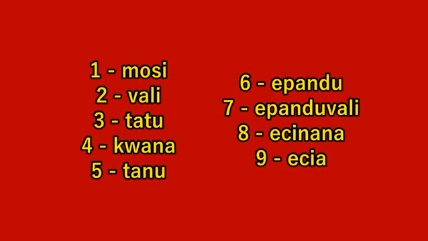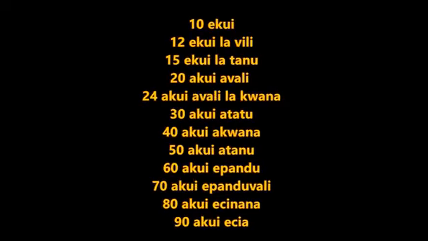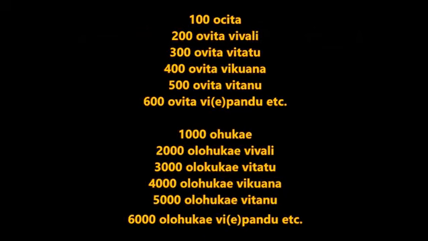Here are the numbers from 1 through 9. Until the number 5, they behave as adjectives, following the noun that they count and getting the agreement prefixes. Here are the numbers from 10 through 90. And here from 100 through 6,000.